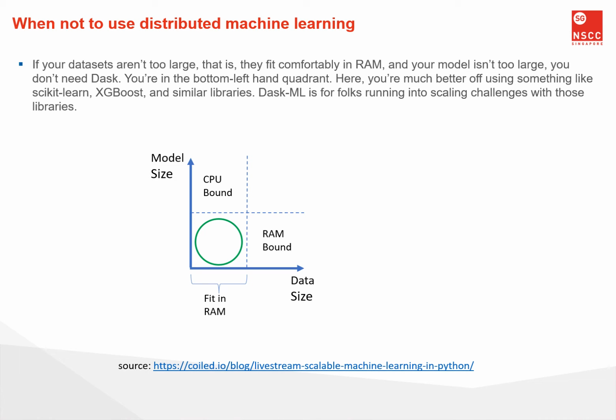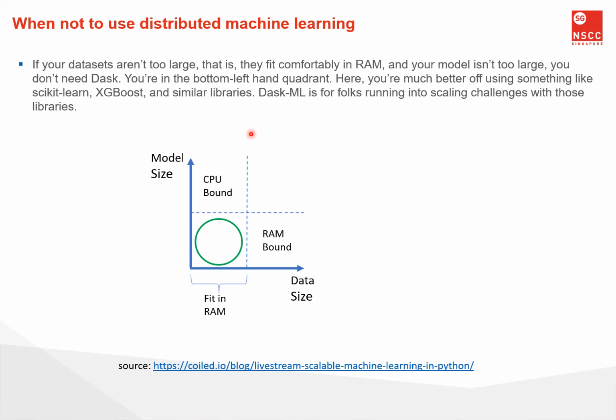And lastly, we will talk about the nice case where the data just fits nicely within the RAM and it doesn't require too much computational power. So we do not need the large-scale machine learning techniques. We can just use scikit-learn or similar techniques to handle this. If your data set is not too large, it fits comfortably within the RAM, and your model isn't too complex, so you do not need distributed machine learning like Dask, then you are in this nice golden quadrant down here, the bottom left quadrant, and you are better off using something like scikit-learn or XGBoost or any other similar libraries.